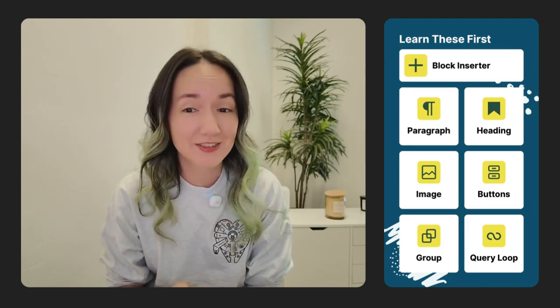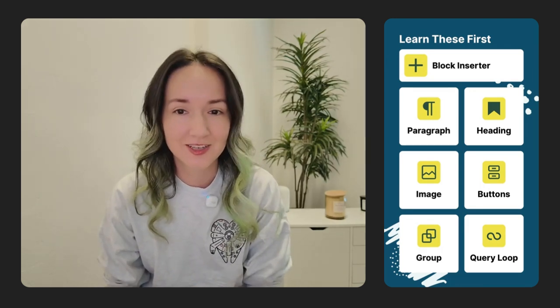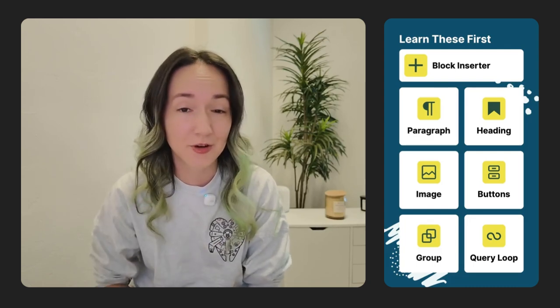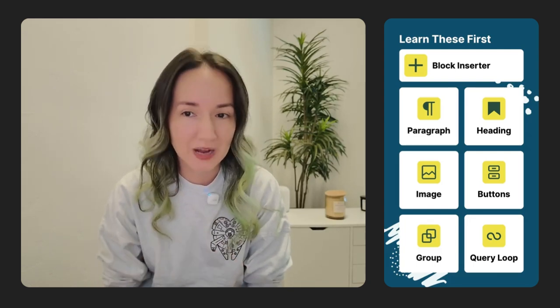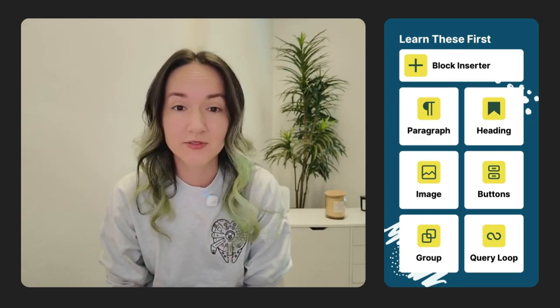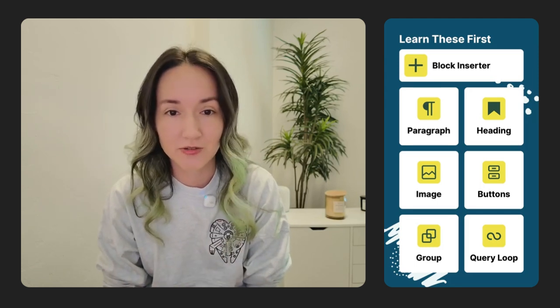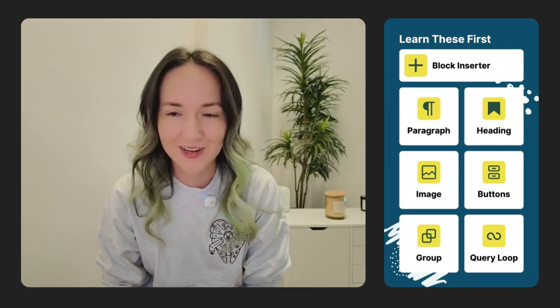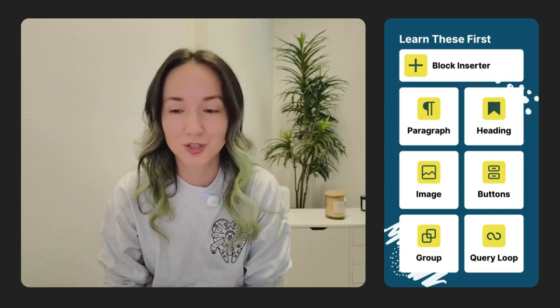That one is a little advanced, and then the query loop. Again, the query loop is kind of advanced. It's a little bit like a group. It's going to nest other blocks inside of it. But those 6, if you know those, you can do pretty much everything you need to do on your site. You're ready for full site editing. Install a block theme, you're good to go. If you can use those 6, you're gravy.